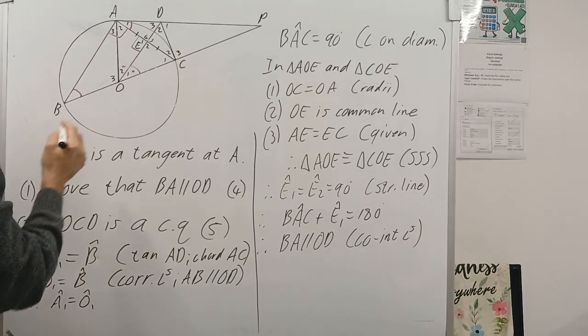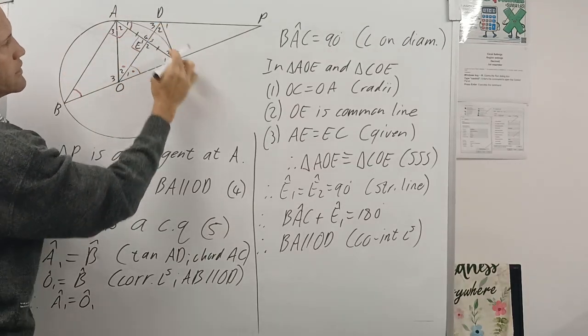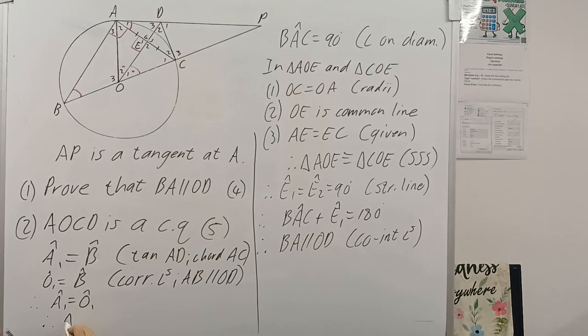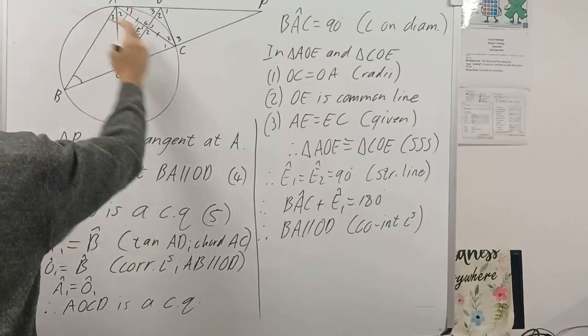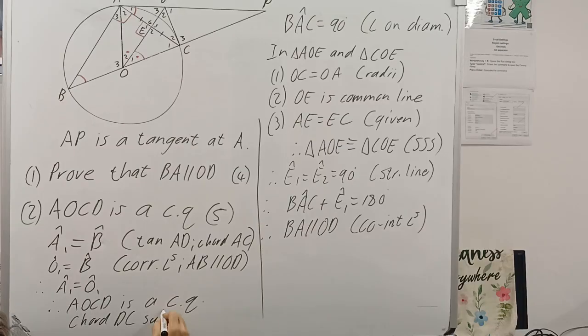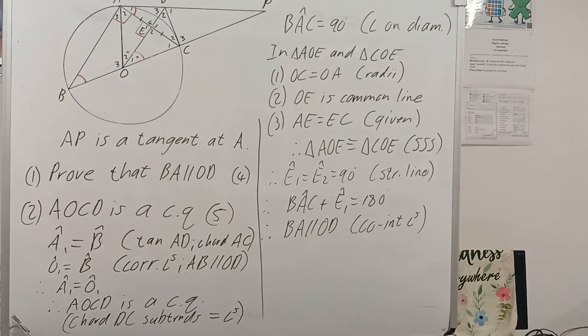And if that one is equal to that one, then this must be a cyclic quadrilateral because they both start at DC. DC goes this way, DC goes that way. So we can make our conclusion. Therefore, AOCD is a cyclic quadrilateral. We can say it now. It has to be a cyclic quadrilateral. And then our reason is chord DC subtends equal angles.